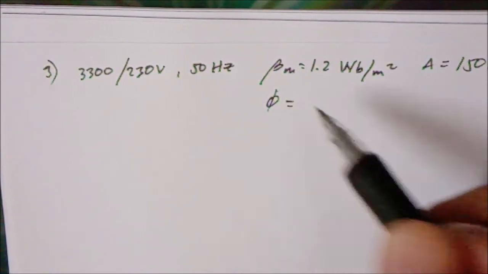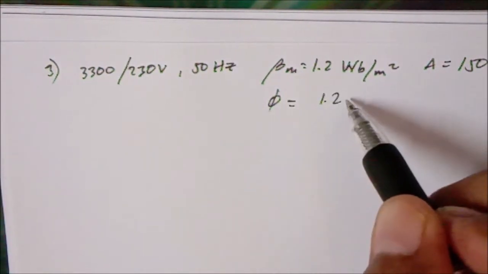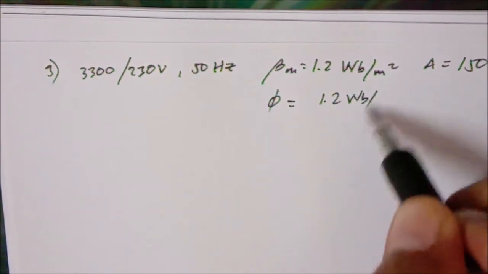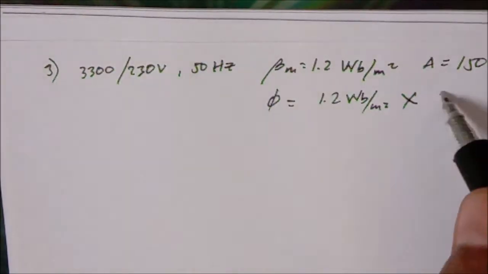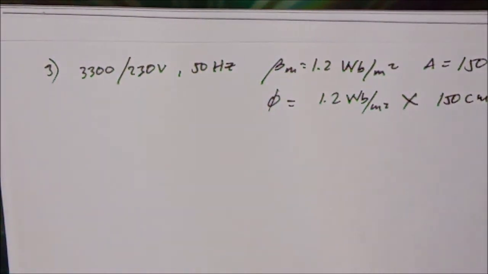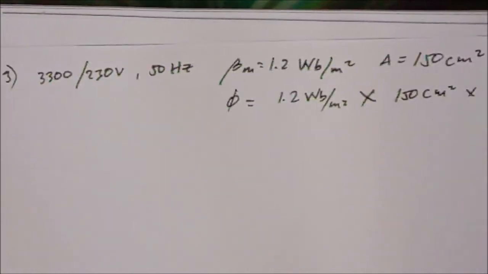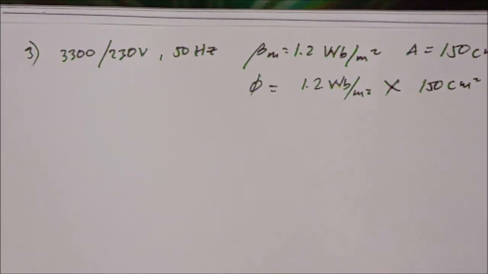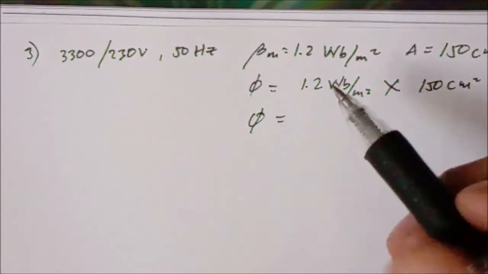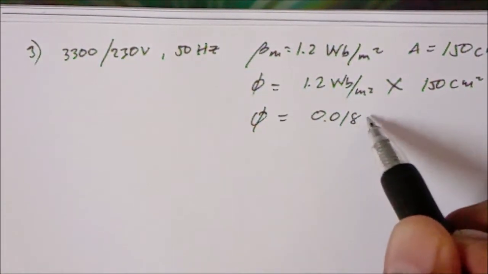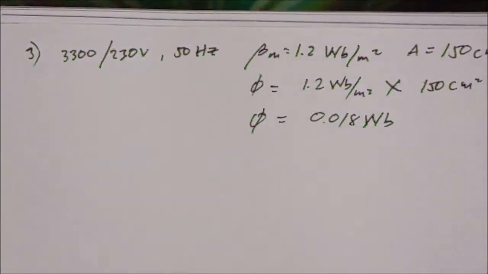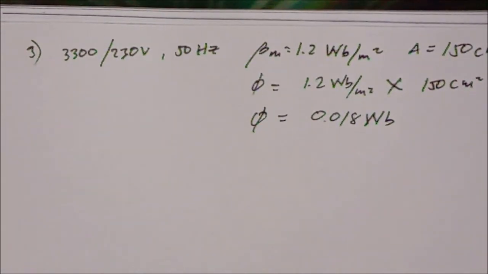So, that is equivalent to 1.2 Weber per meter squared times 150 centimeters squared. Kung convert natin para makancel yung centimeter sa meter, so times natin ng 1 meter per 100 centimeter squared. So, ayan. Then, makokompute natin si flux as equivalent to 0.018 Weber. Okay? So, meron na tayong 0.018 Weber.